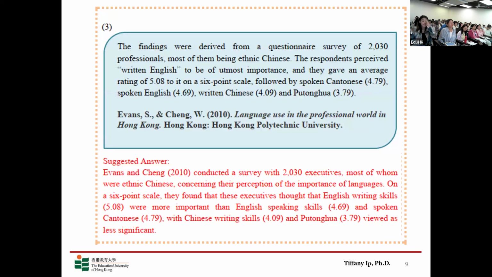But if you keep it, do you remember? We change it to single quotation marks, because double quotation marks would be a direct quote, unless you're using direct quotes. But this one is more about a term. English writing skills, then you can keep the number, 5.08, were more important than the others, English speaking skills and spoken Chinese, with the last two viewed as less significant. So it's just showing 5 things, but you use your own words. You know it's about how important something is. So most important, less important, the least important.